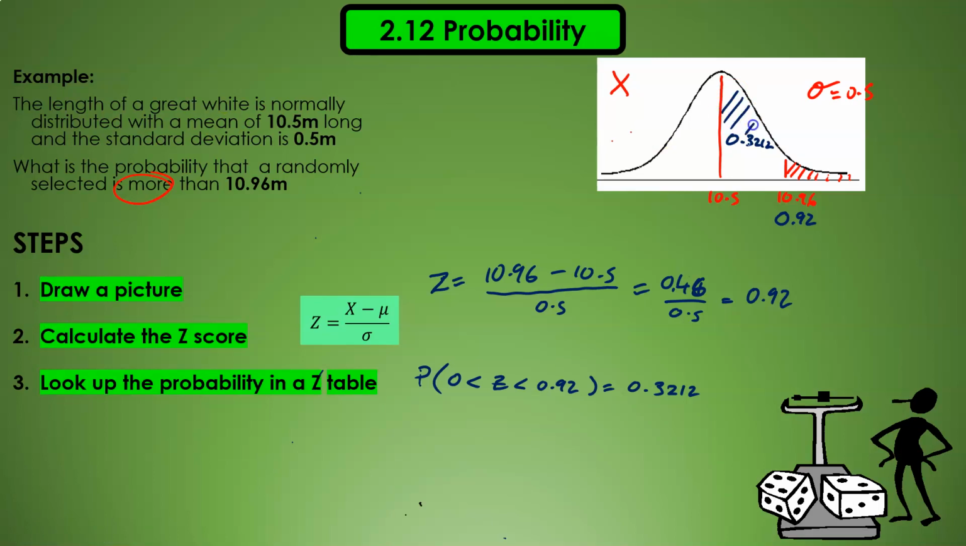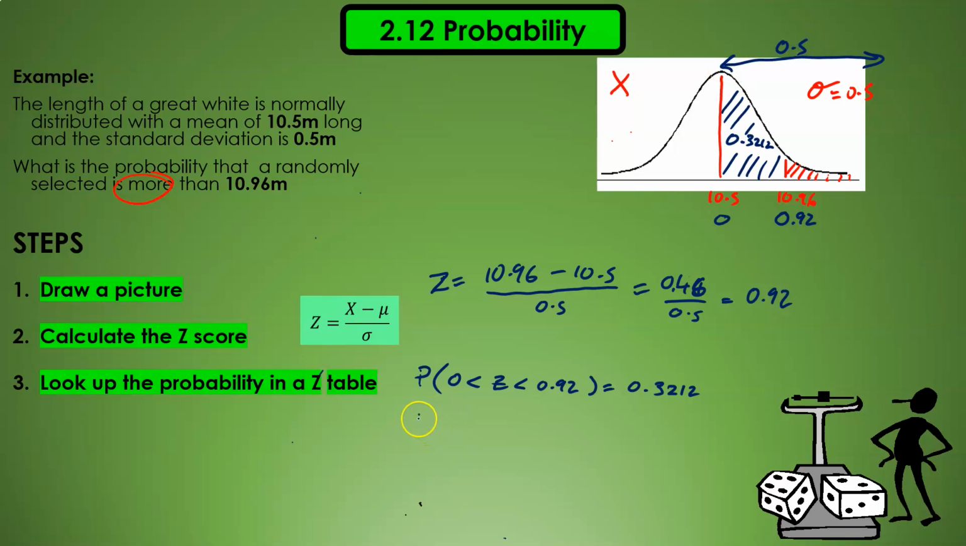So this area here is not what we're looking for. It's not between the mean and the z-score. We want to know above that. So remember it's 0.5 above the mean because it's half the data.